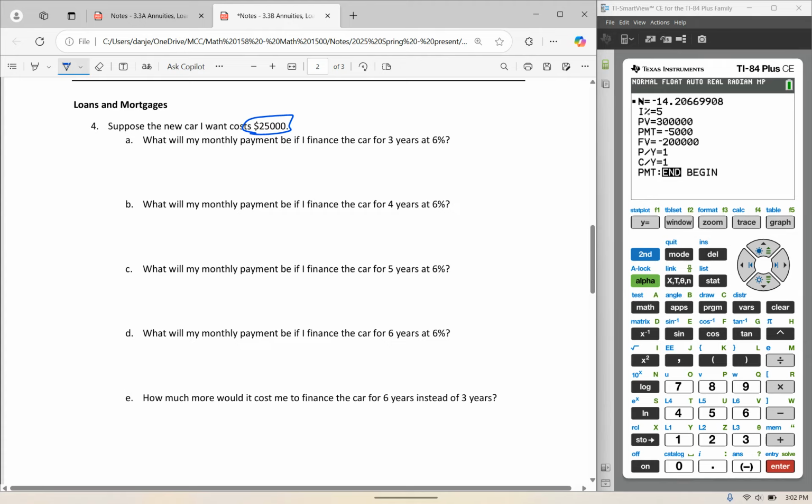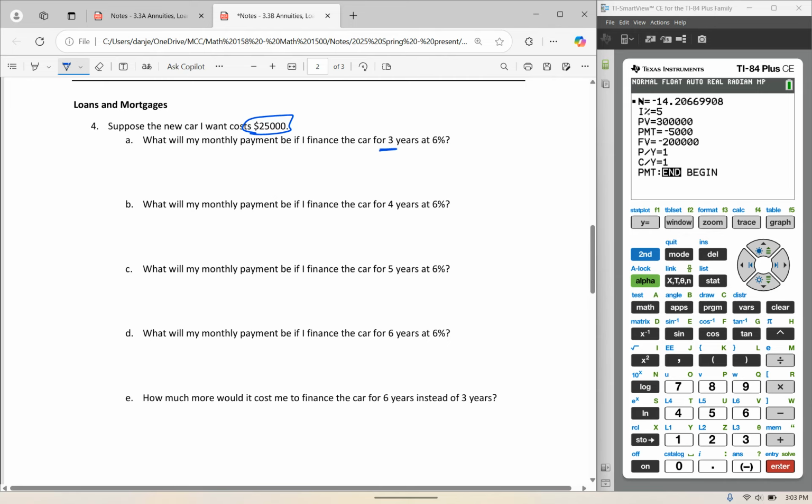So there may have been the cost of the car, and then the cost might be reduced by any trade-in or down payment I make. Then it might get added back. It might increase again as we add in tax, title, license, and all that sort of thing. The financing of the loan is $25,000.